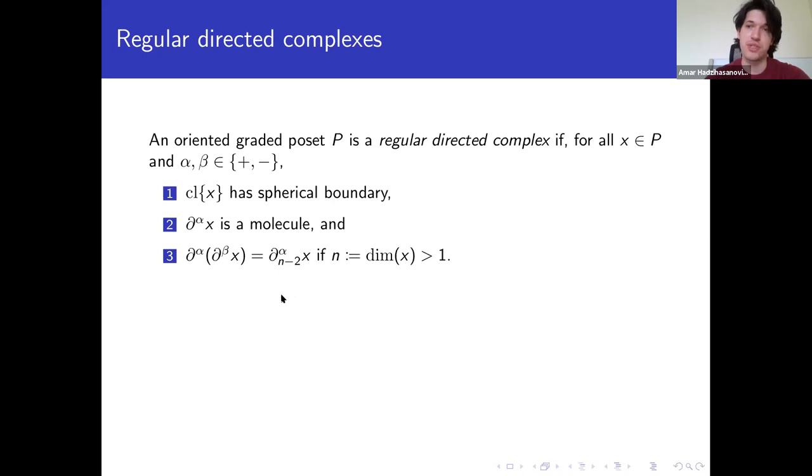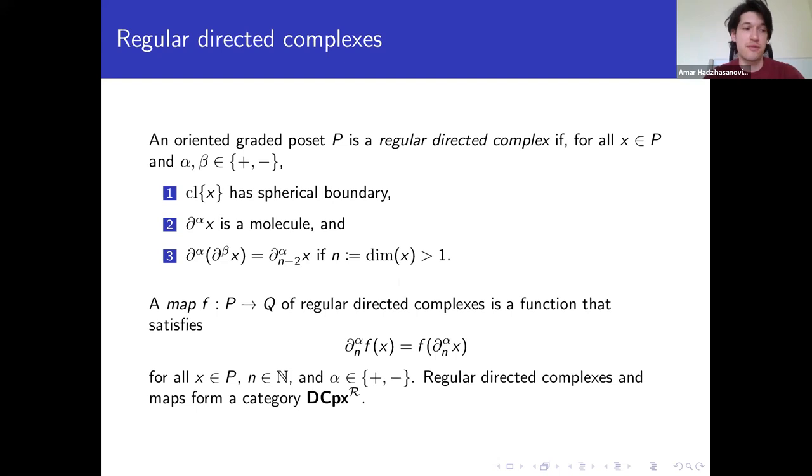And also we ask for this relation, which is the usual globularity relation that you have for globular sets, where if you take iterated boundaries, it's the same as taking the boundary of the right dimension with the orientation of the last one we took, okay? And then we also have a nice notion of a map of regular directed complexes, which is a function of their underlying sets, which is compatible with these boundary operations for all orientations and for all n. So these things form a category of regular directed complexes.